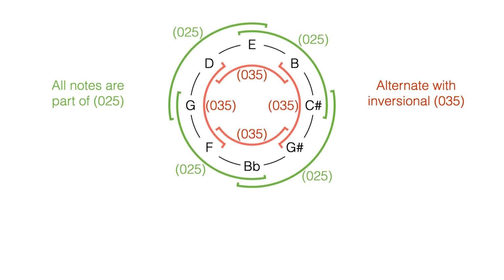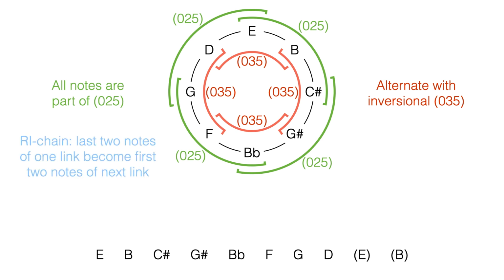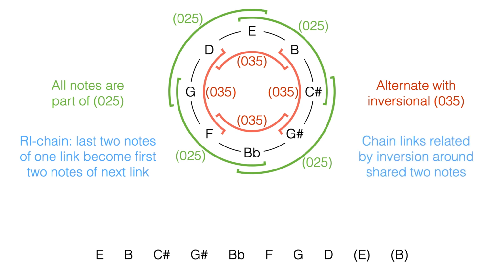What we have here is an RI chain where the last 2 notes in one link become the first 2 notes in the next link. The links in the chain are related by inversion around the 2 notes they share. So, E, B, C sharp overlaps with B, C sharp, G sharp, overlaps with C sharp, G sharp, B flat, and so on around the cycle.